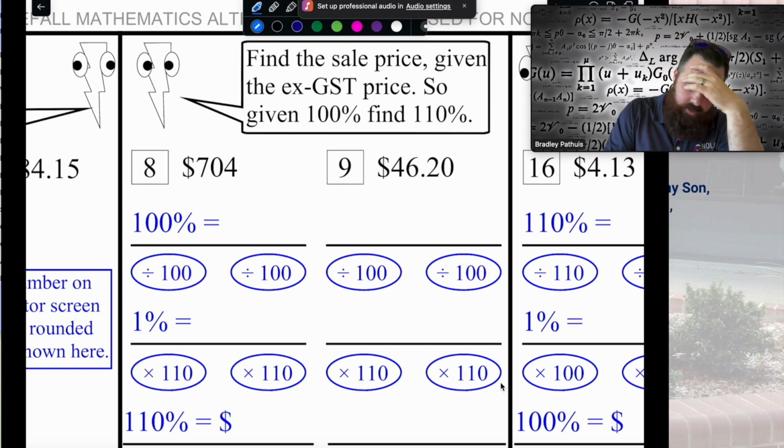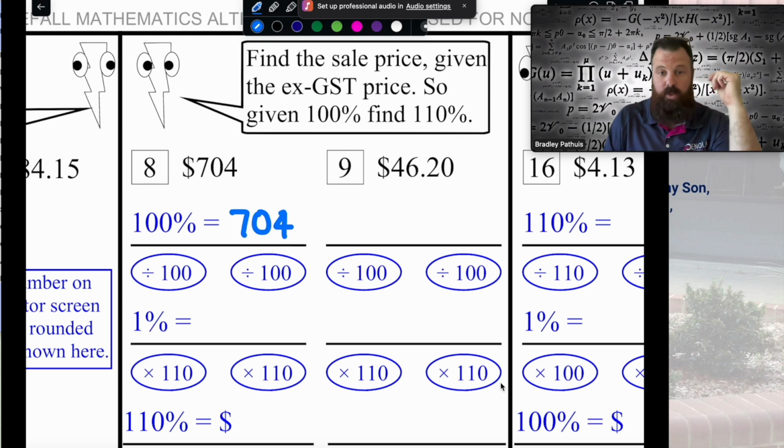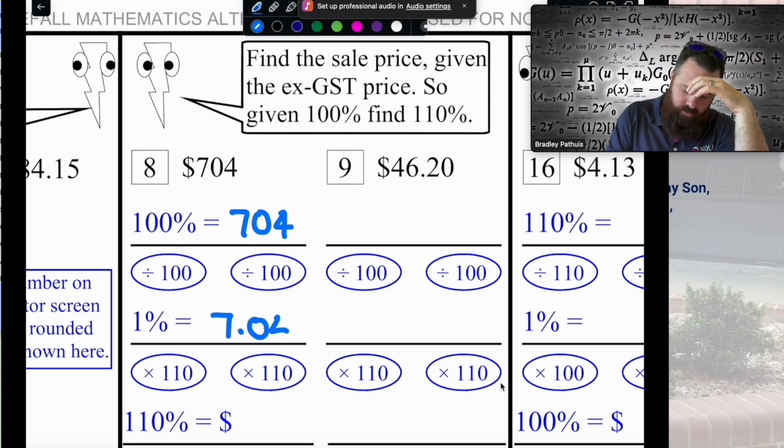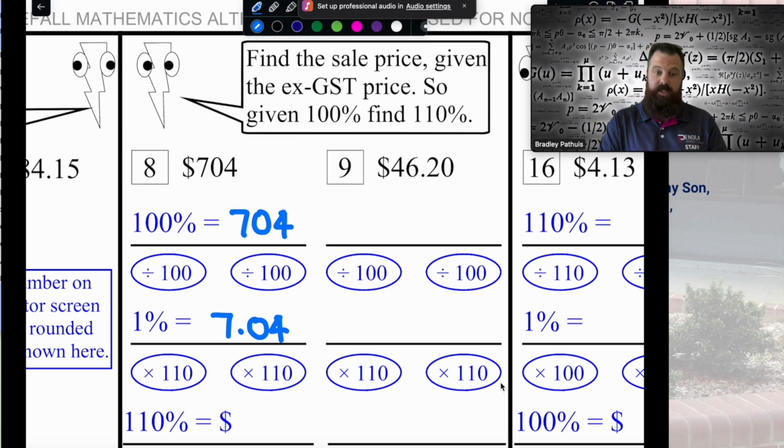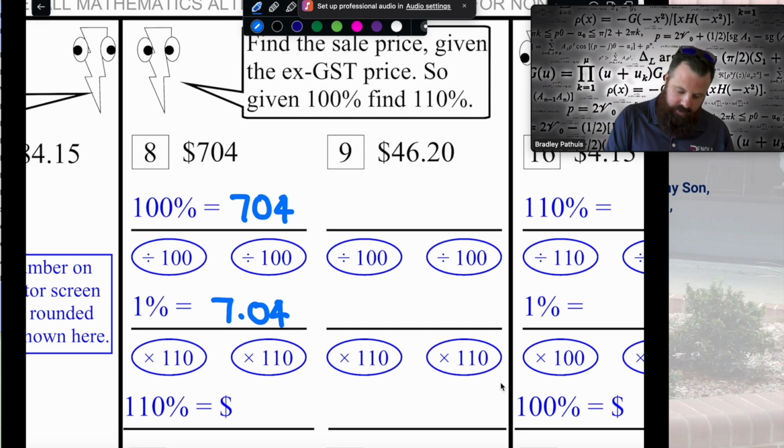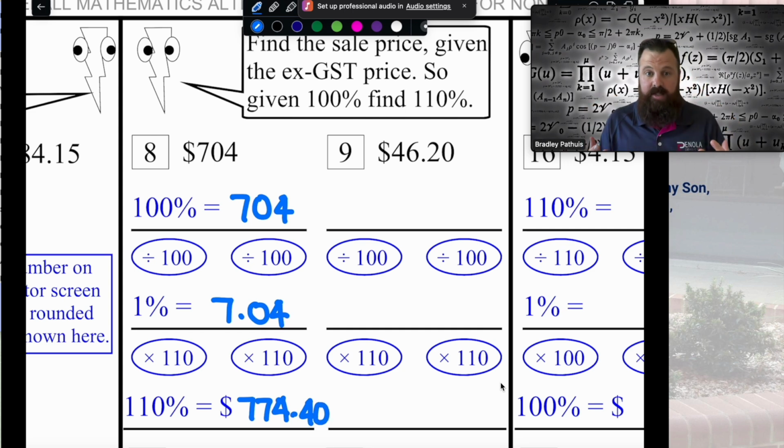So we know that 100% is $704. Divide 704 by 100 to get 1%. So that becomes 7.04. And now we just do that times 110, and we get $774.40. And that's the price including GST. So we want to find that 110%.